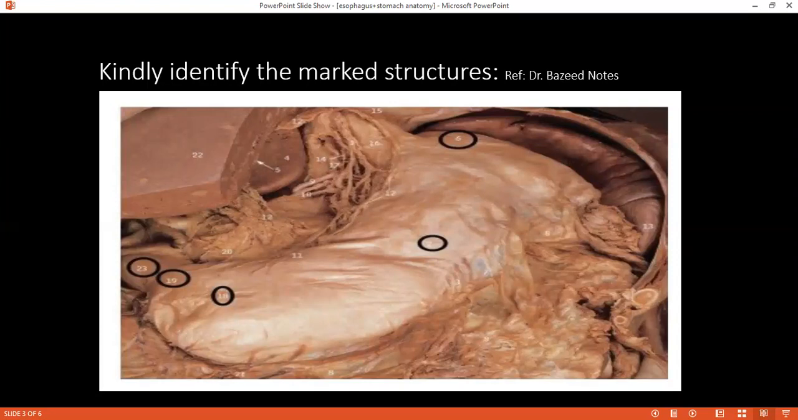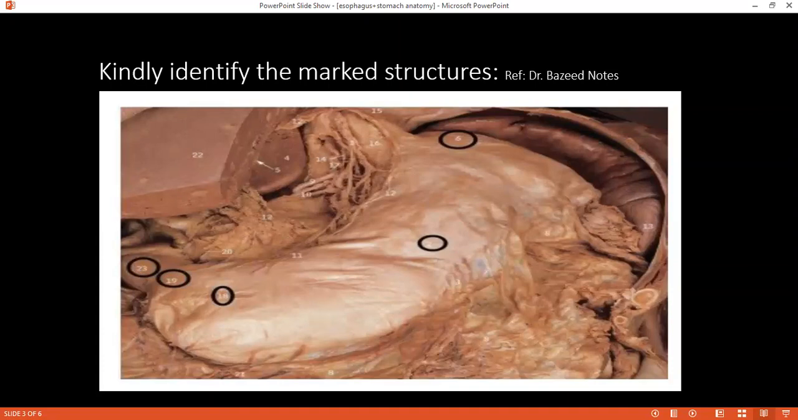All right. Can you please identify structure 6? Here. It's fundus of the stomach. Okay. Can you please identify number 2? It's a body of the stomach. Okay. Can you please identify 18 over here? It's antrum of pylorus. Can you identify 19? It's a pyloric canal. 23, please. It's first part of duodenum.